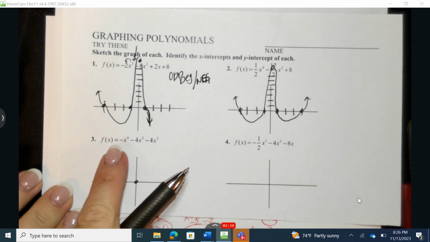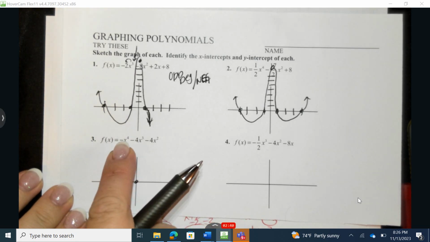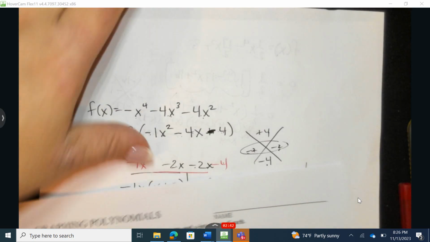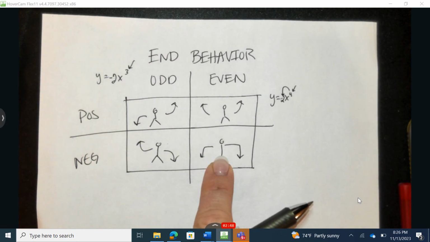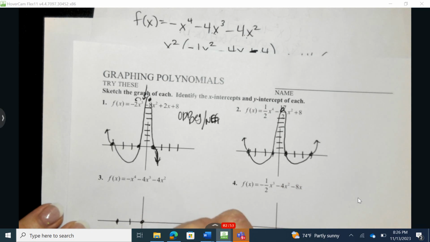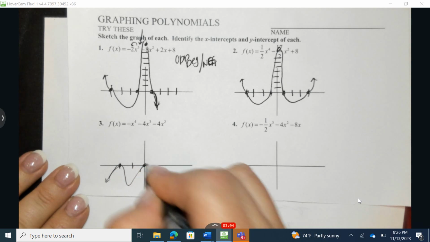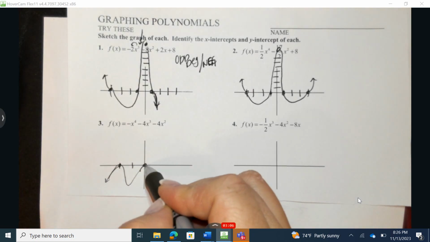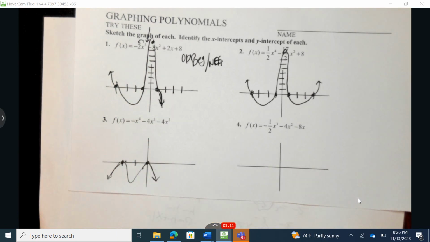Okay, in this particular problem, we can see that we have an even degree, but the leading coefficient is negative. Even negative means it goes down on the left and it also goes down on the right. So it has to bounce off here. So it's down on the left and down on the right. So it bounces off and bounces off again. So it bounces off the x-axis at 0, it bounces off the x-axis at negative 2, and it's going down in either direction.